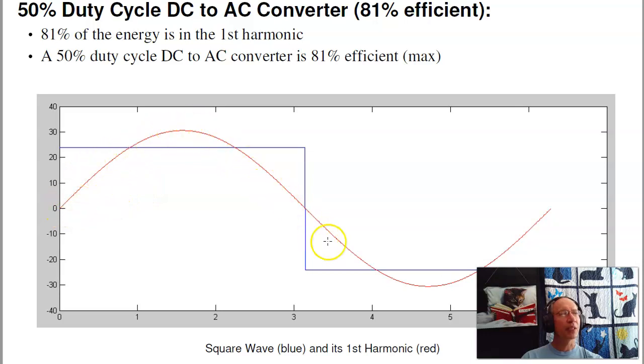The red line is the first harmonic of the Fourier series. That's the only one that really matters. That's the only one that produces work at the output. All the other harmonics that turn the sine wave into a square wave are wasted as heat. That's 19% of the energy. So that's for square wave out.